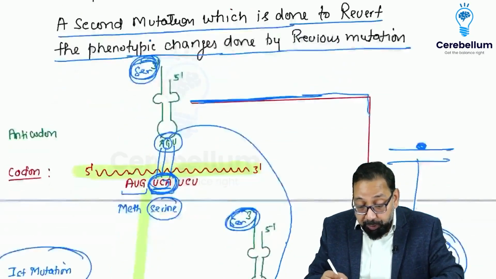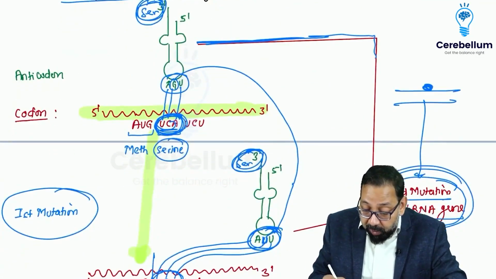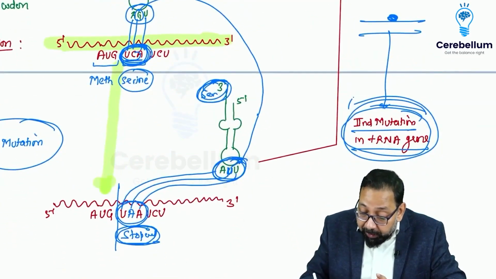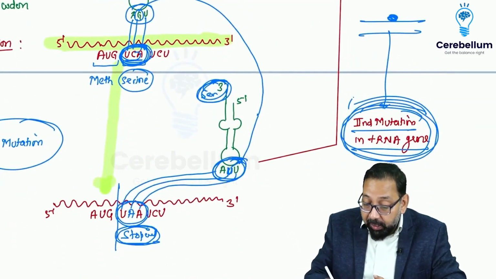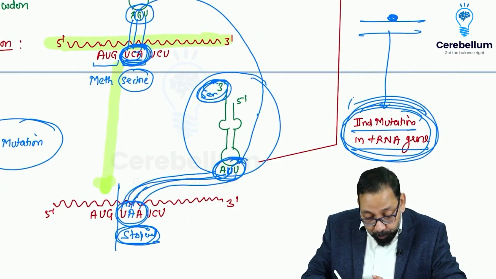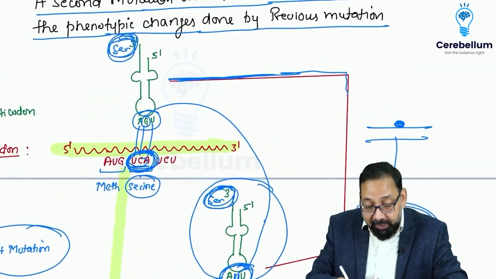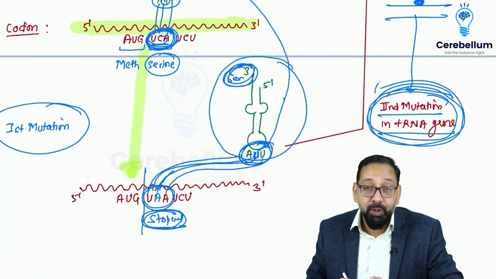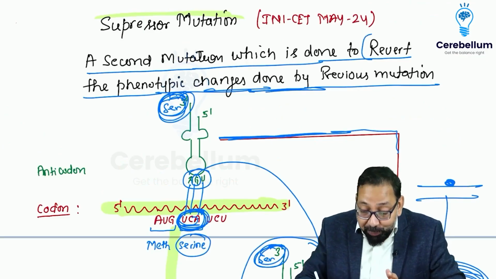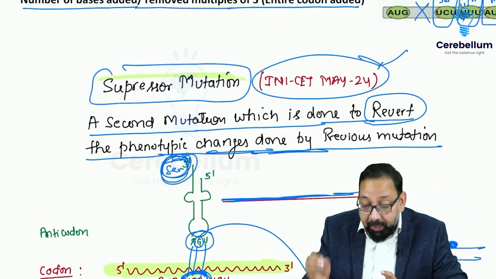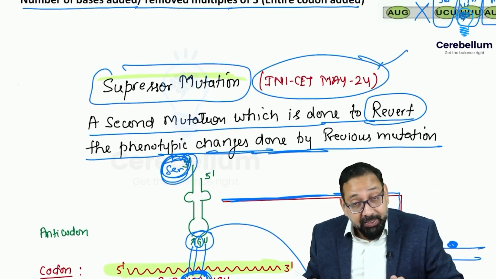In the previous mutation, this serine codon was converted to a stop codon. By the second mutation, we made a mutation in transfer RNA. Now the transfer RNA anticodon will recognize this stop codon, and previously there was serine here, and now again serine will join at the same point. So the phenotypic change would be reverted. This is suppressor mutation, a recently asked question in May 24 INICET.